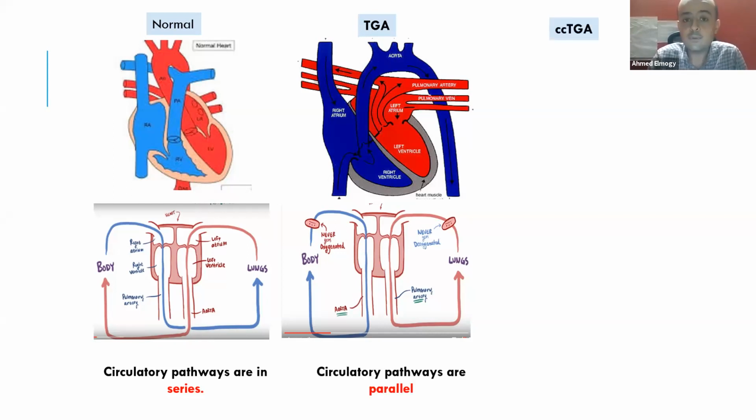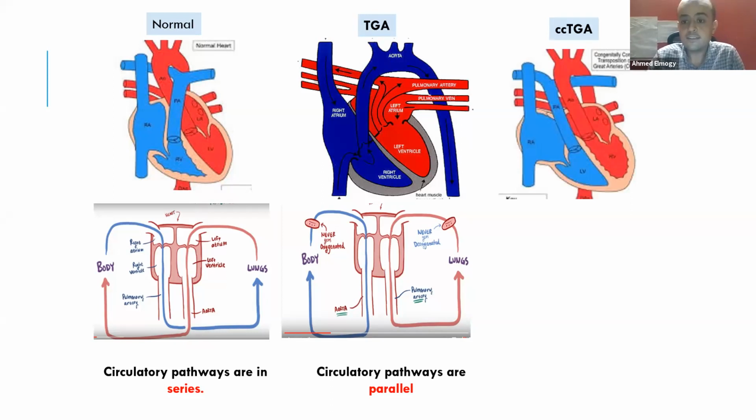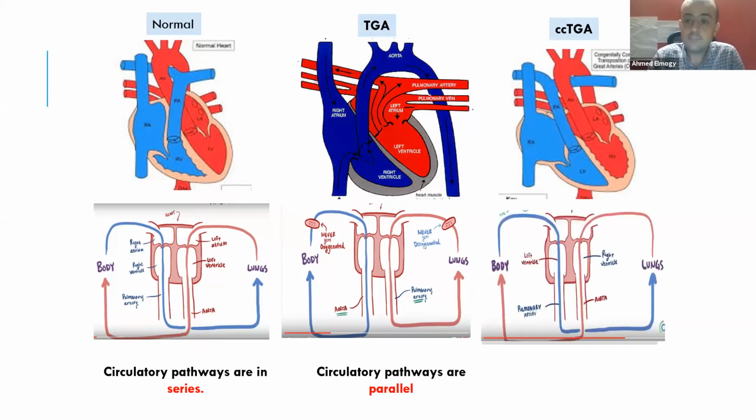And this is incompatible with life unless there is some sort of mixing at the level of the atrium, the ventricles, or the great vessels, like ASD or VSD or PDA. In congenitally corrected TGA, we have only anatomic abnormality. However, physiologically the circulation is still running in series: the blood coming from the systemic veins goes to the lung to be oxygenated, and the pulmonary blood coming to the right side of the heart goes to the systemic circulation, and it is oxygenated. So it is physiologically congenitally corrected TGA.